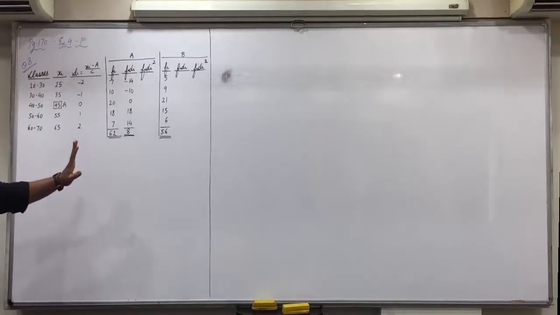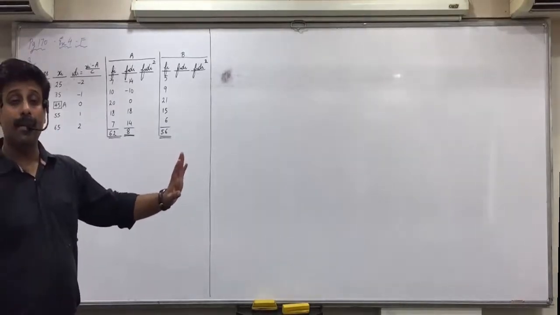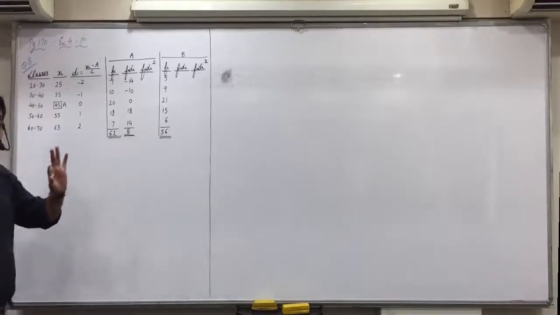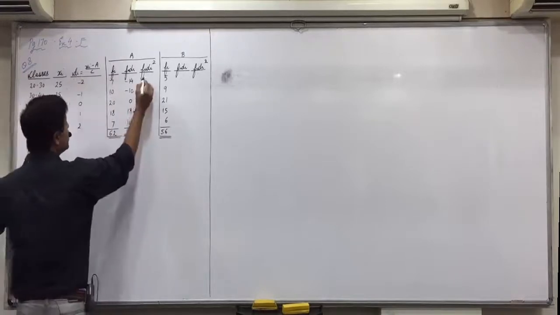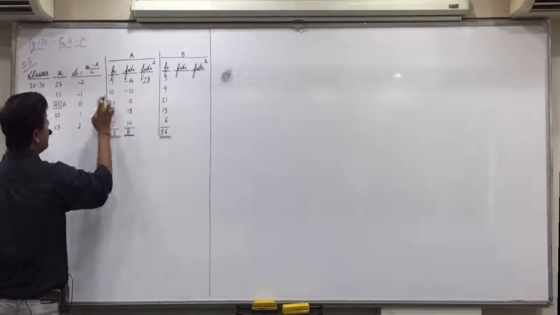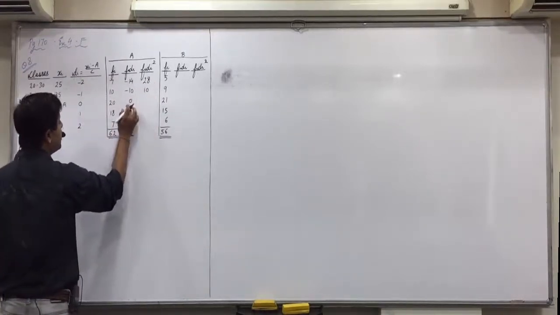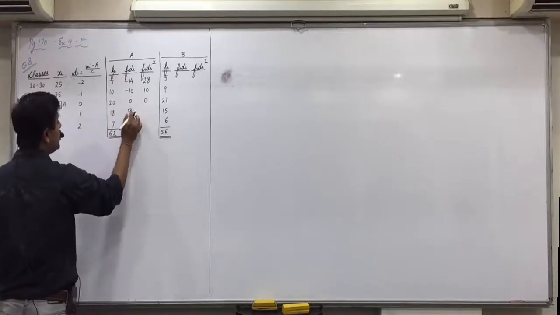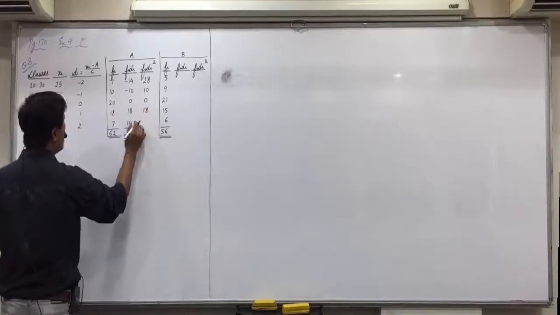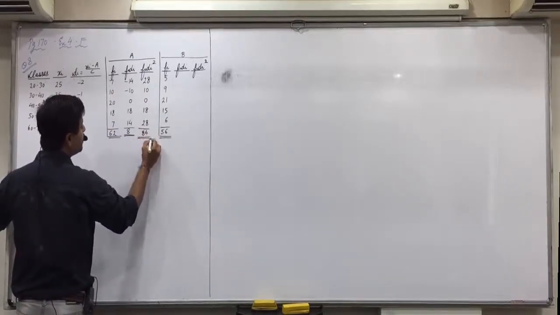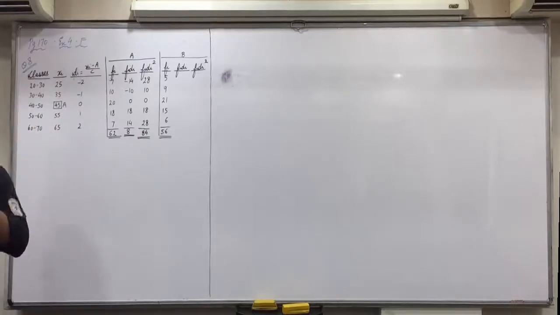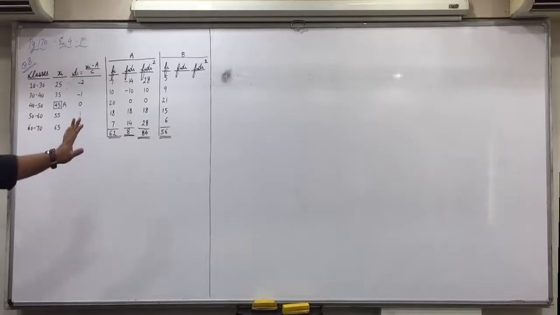Now how do you find FIDI square? FIDI into DI. So FIDI into DI: minus 14 into minus 2, plus 28. Minus 10 into minus 1, plus 10. 0 into 0, 0. 18 into 1, 18. 14 into 2, 28. So 28, 38, 38, 56, 84. Any confusions with this? All are clear up till here?